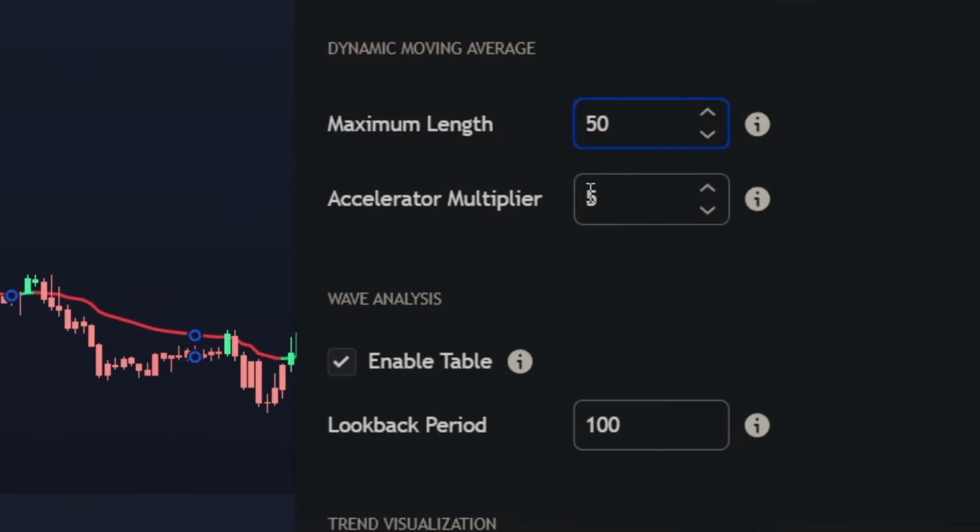Then we have the accelerator multiplier. This adjusts how sensitive the trend line is to price changes. For forex and indices, 0.2 is a commonly used value. This makes the line more dynamic and responsive to trend changes.